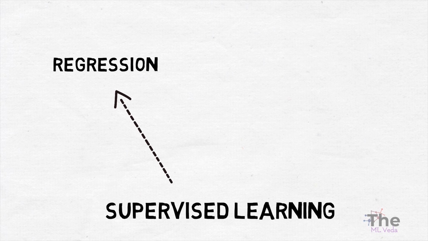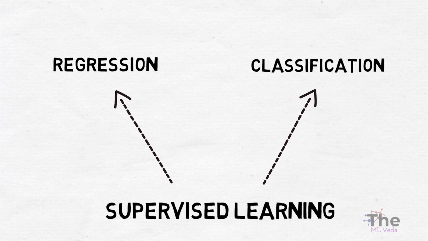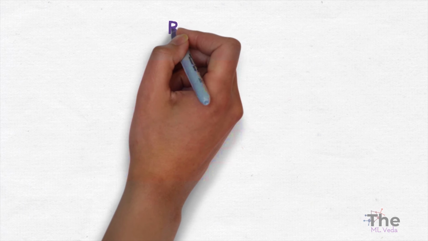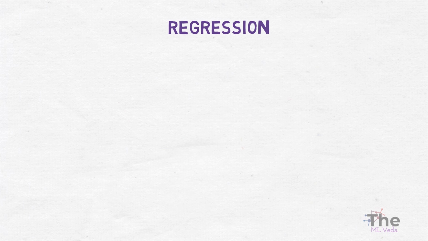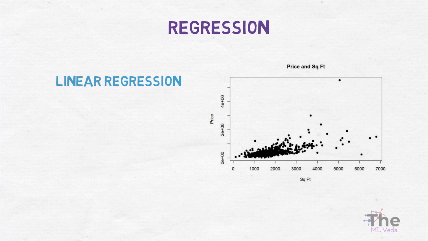Another set of tasks we have in supervised learning is the classification problem. If you recall from the first episode, the dogs versus cats is a perfect example for classification. Let's dive deep into regression and see the different algorithms. First off, we have the linear regression. In linear regression, we try to map a function between two continuous variables.